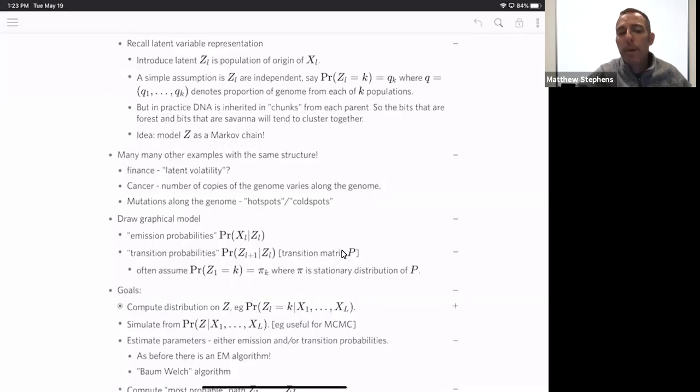But even if we know P and we know the emission probabilities, asking, for example, what's the probability that any given Z came from cluster K, that's cluster or state K, it's not obvious how to do this calculation the way it was for a mixture. For a mixture model, it was very straightforward. You just use Bayes theorem. But the problem we have here is that the state space in Bayes theorem is very big.